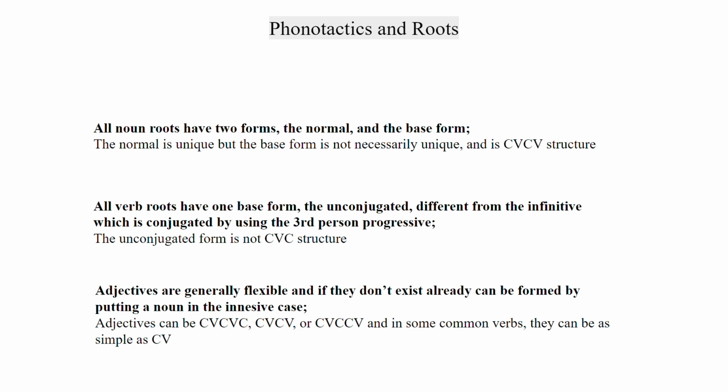All verb roots have one form, the unconjugated, which is different from the infinitive, which is conjugated using the third person progressive. The unconjugated form is the form that we take and apply affixes to give it more meaning. The infinitive is a separate form that refers to the word itself, and we use the third person progressive for that form. So the unconjugated form of a verb, the base form, is always consonant, vowel, consonant. Nothing more, nothing less.